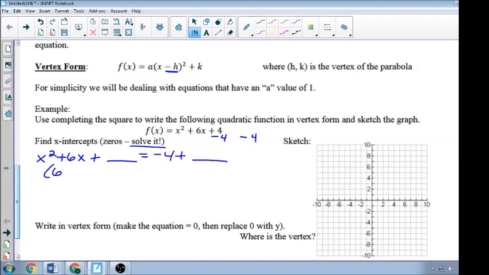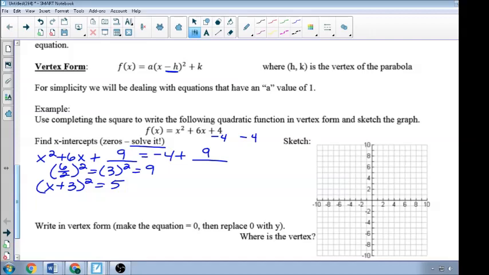Now I can take the 6 and divide by 2. So I'm going to take 6 divided by 2 and square it, which is 3 squared, which is 9. Okay? So I have x plus 3 squared equals 5. You should know how to get to that point.